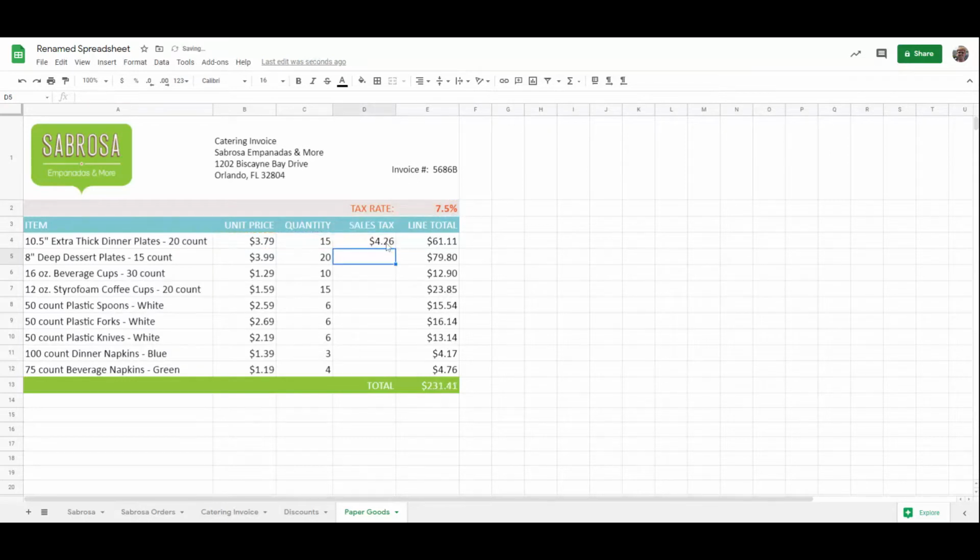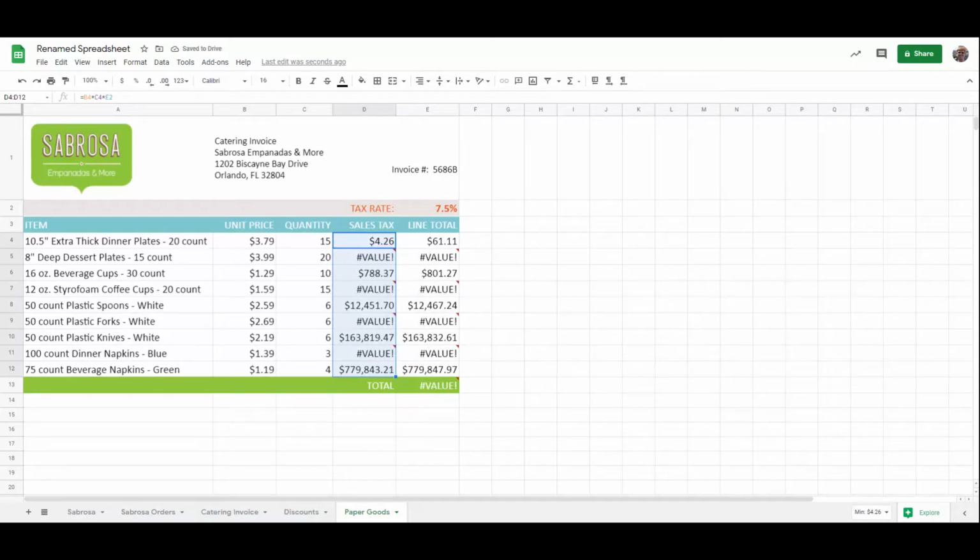And so buying 20 counts of dinner plates at $3.79 each at a 7.5% tax rate would mean that we have $4.26 tax, and that ends up coming to $61.11. So we made this formula. I'm going to use the fill handle, the little blue box, to drag down and calculate the tax for the rest of the items as well.